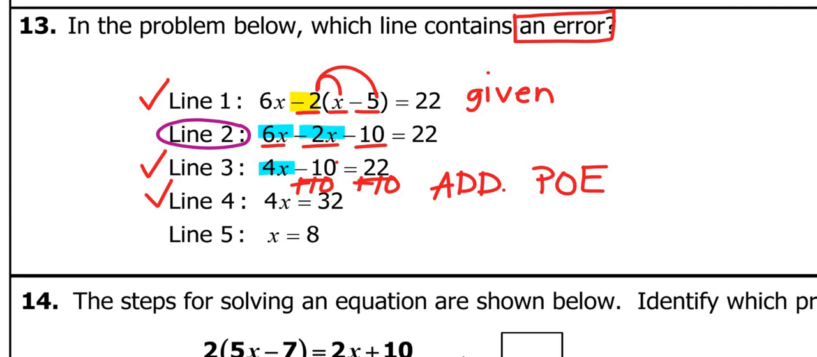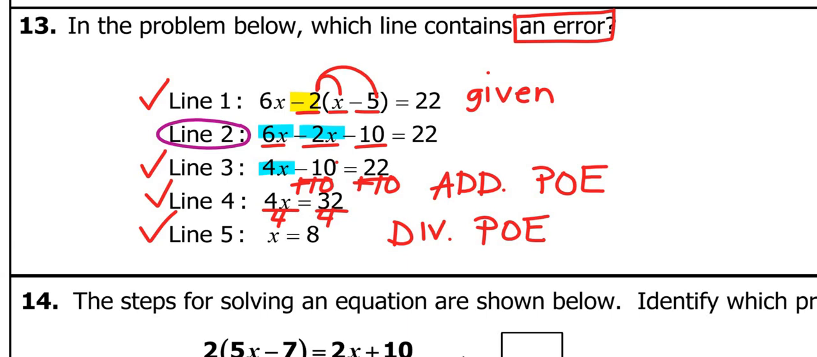And then lastly, to get from line 4 to line 5, where it just says x equals, I would have to divide both sides by 4. In other words, I would have to use the division property of equality. So 32 divided by 4 gives me 8. I like it. That works.